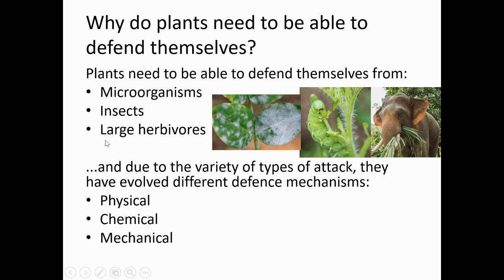So the cacti and the rose bush that we looked at a second ago, they've got spikes. We know that if we were trying to pick a cactus or a rose, we might get spiked. So already we might be thinking about that's a type of defense against herbivores. But there are lots of ingenious ways that plants defend against all the others. Due to the variety of attacks, they have evolved different defense mechanisms, and today we've split them up into physical, chemical, and mechanical defenses, really. And these are key words for today's lesson, and we're going to have to know some examples of each of these defense mechanisms.